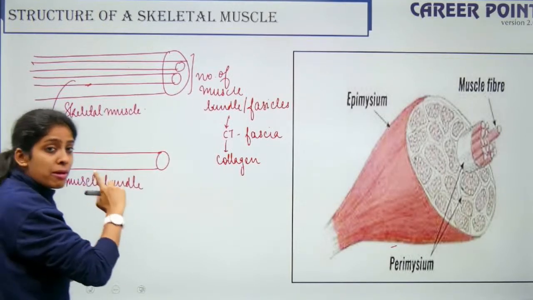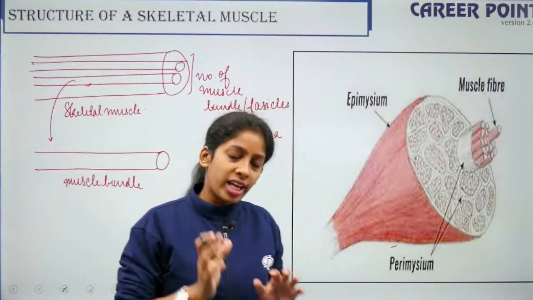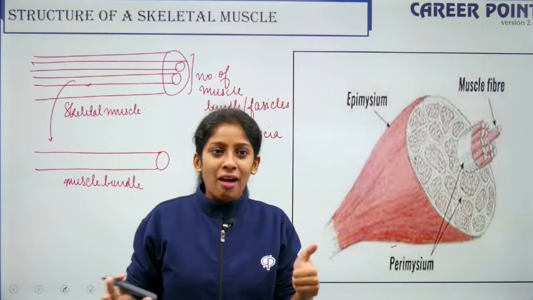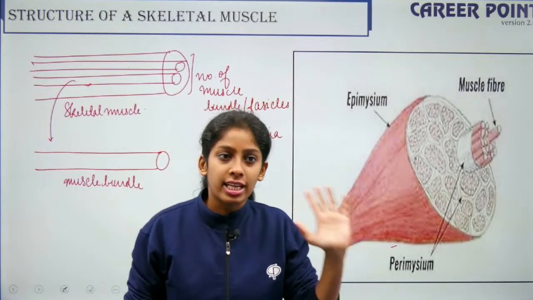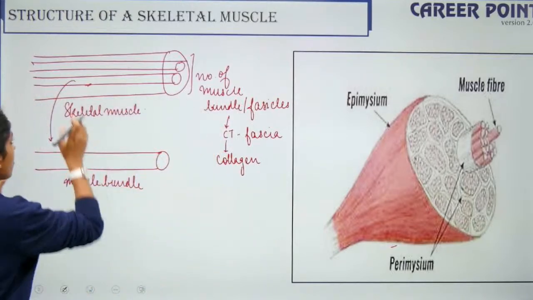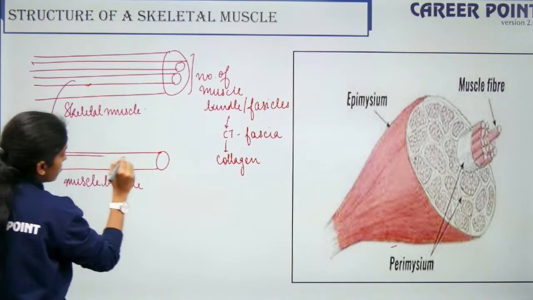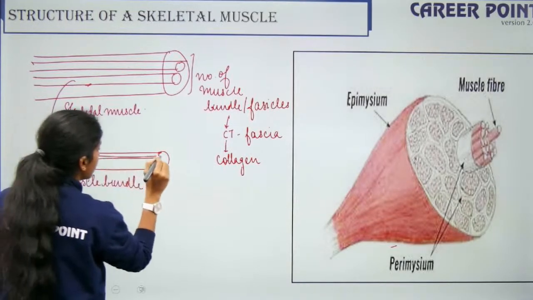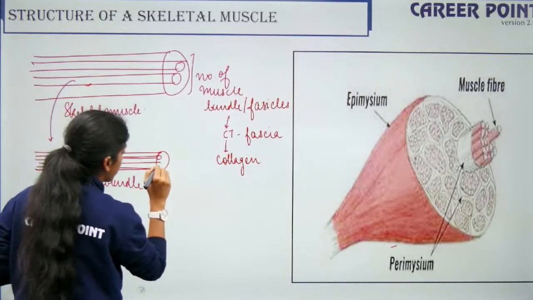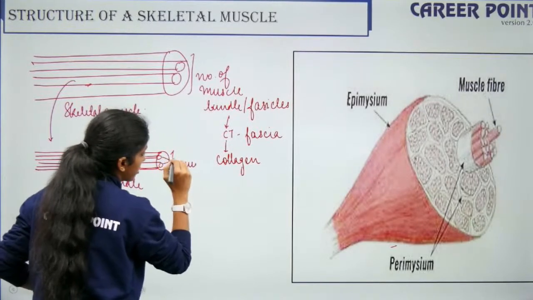So inside my muscle bundle, collagen is secreted commonly by connective tissues. Fascia is a connective tissue, so it secretes collagen. Now I am taking one muscle bundle and drawing. Inside the muscle bundle, again I have parallel lines like this. These are called muscle fibers.